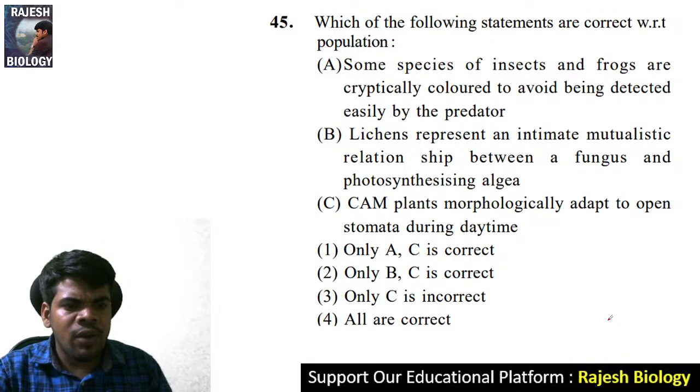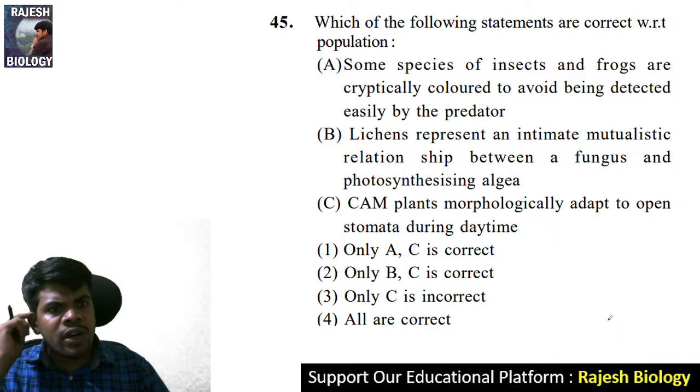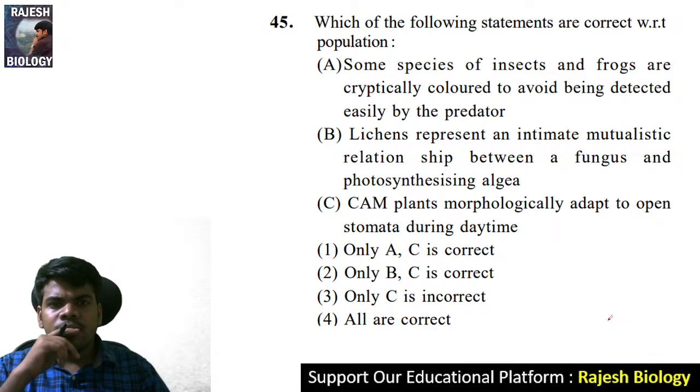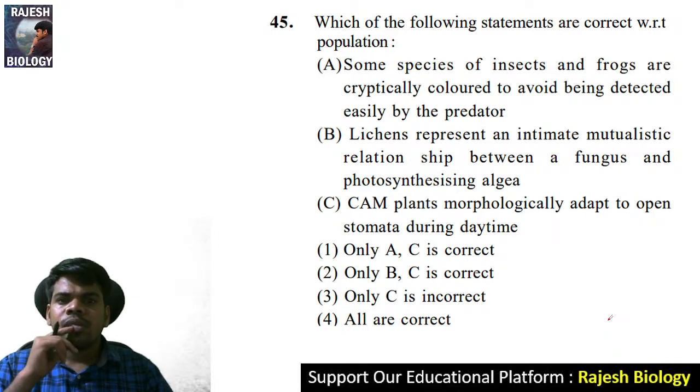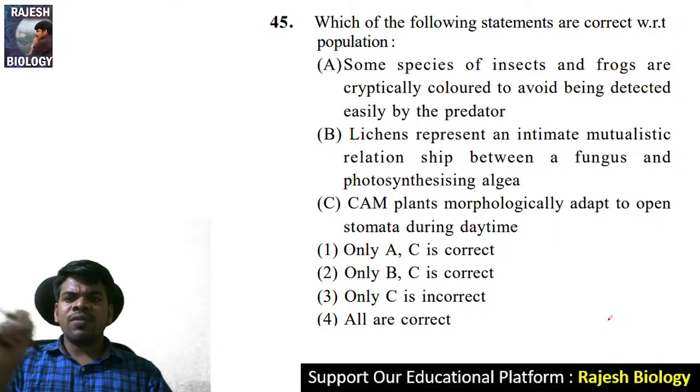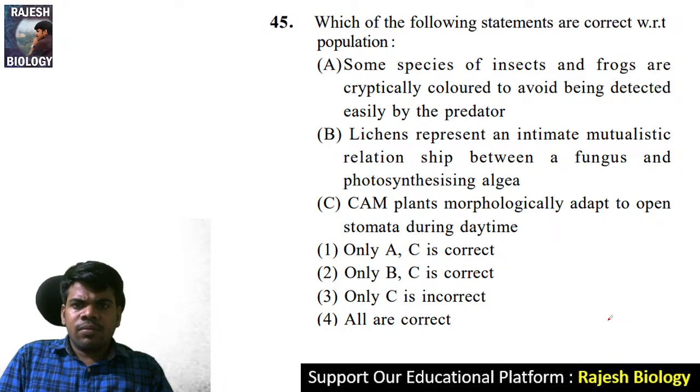Come to the 45 question number. Which of the following statements are correct with regard to the population? 45. Some species of insects and frogs are cryptically colored to avoid being detected easily by the predator.